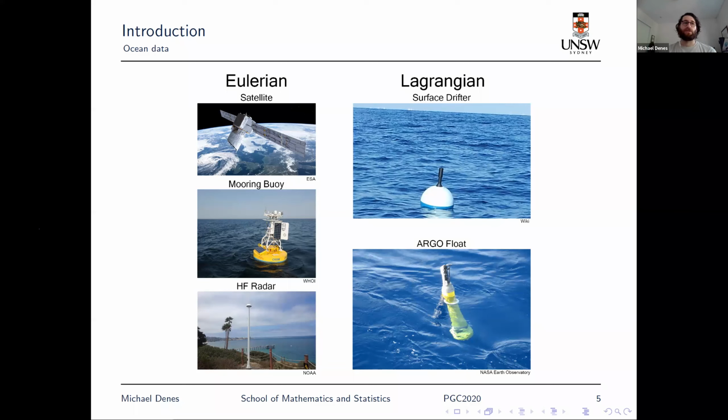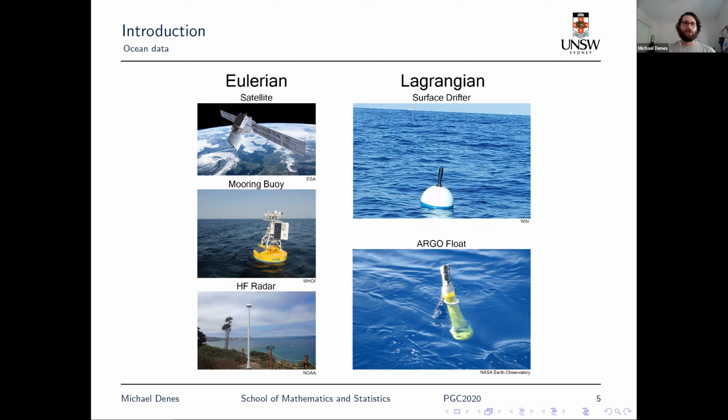Each of these instruments measure different things. So satellites can measure sea surface height, sea surface temperatures, ocean color, that sort of stuff. And in terms of getting a velocity field from that, we have to look at geostrophic velocities, but I'll talk a little bit about that later. Moored buoys and surface drifters and floats, they all can measure their velocities, as well as things like salinity, temperature, and some different nutrient levels.